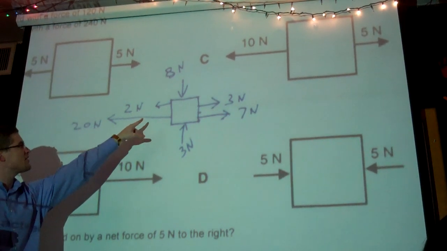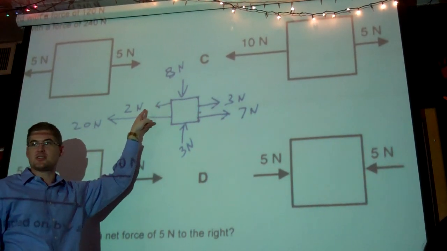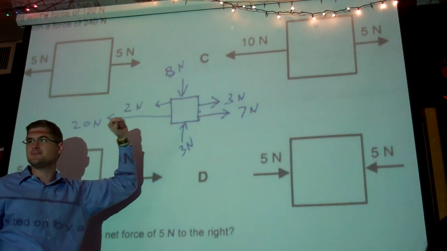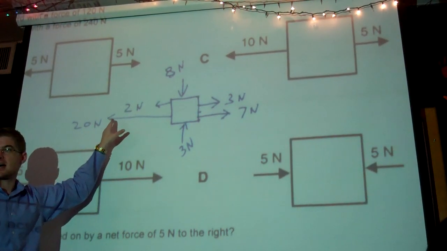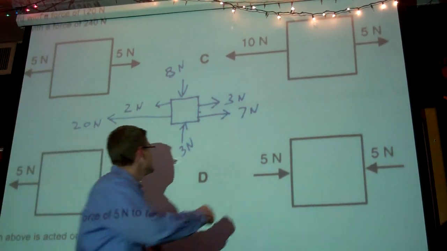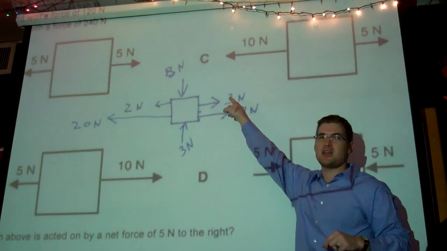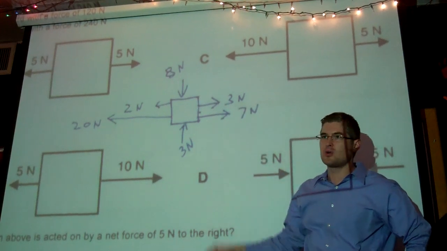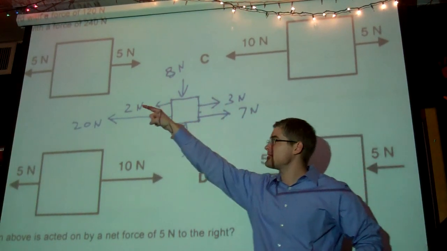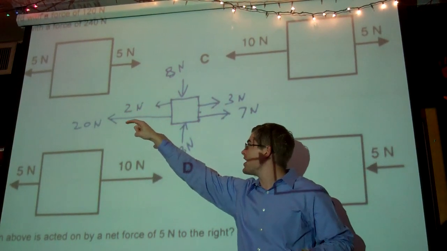What is this? Are these arrows pointing in the same direction or opposite direction? Same. So you do what? Add. You add. So what's on this side? 22. All right. Let's go to the opposite side. 10. All right. We have 7 and 3. So what's my force? 10. So who's going to win? The left side. By how much? 12. By 12. All right.